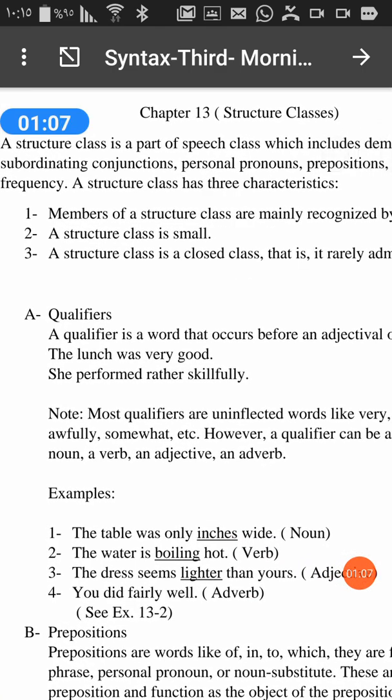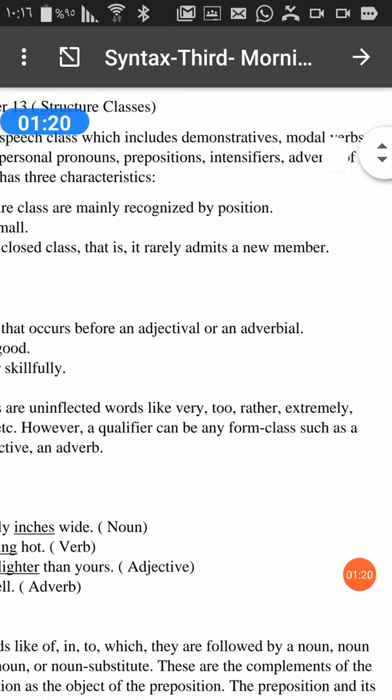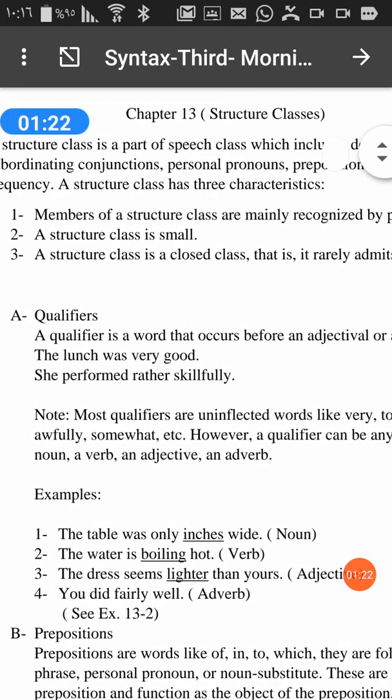The structure class has three features, three characteristics. Number one, members of structure class are mainly recognized by position. Number two, a structure class is small, and we have a small number of structure classes in comparison with form classes, because we have thousands of nouns, adjectives, adverbs, while prepositions, conjunctions, determiners, intensifiers, they are limited in number.